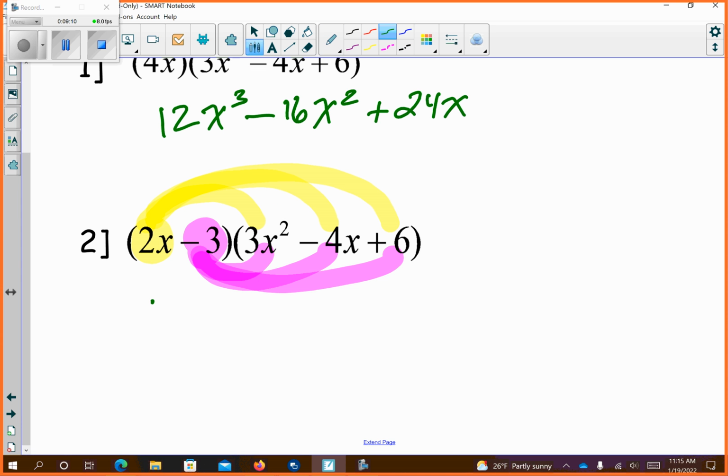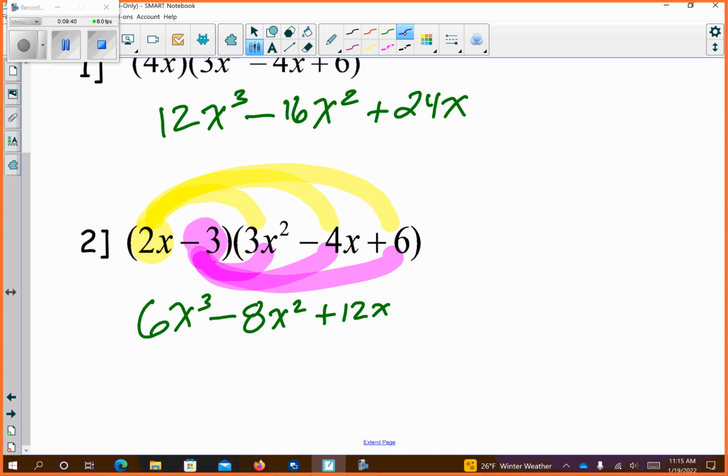2 times 3 is 6. X times x squared is? X to the third. Good. So we took care of that first one. 2 times negative 4 is negative 8. X times x is? X squared, or x to the second. 2x times 6 is 12x. Now we're not done with the problem yet. I just want to make sure, do you feel comfortable with what I've done so far?